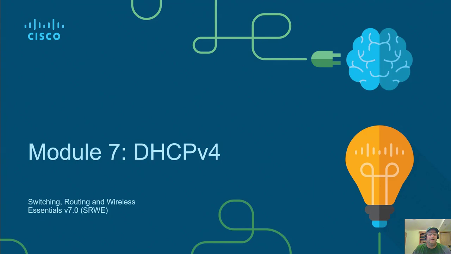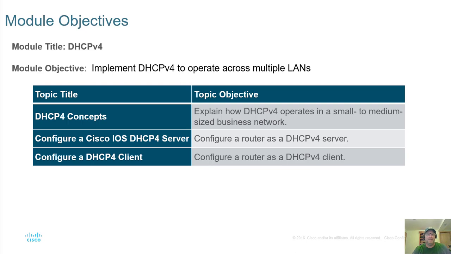So, Dynamic Host Configuration Protocol. Let's look at the entire chapter or module here: concepts, configuration, and setting up as a client. Conceptually, we'll go through the packets that are sent back and forth. We'll go through the configuration of how to set up a DHCP server on a Cisco router. And then we'll go through how to set up a Cisco router as a DHCP client.